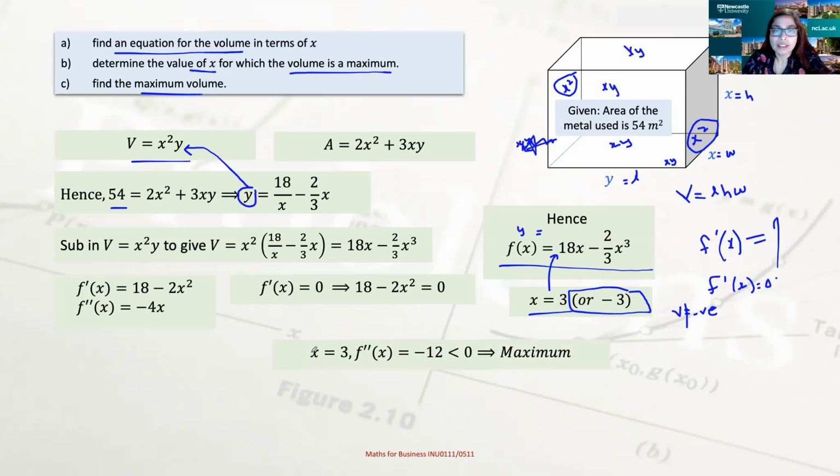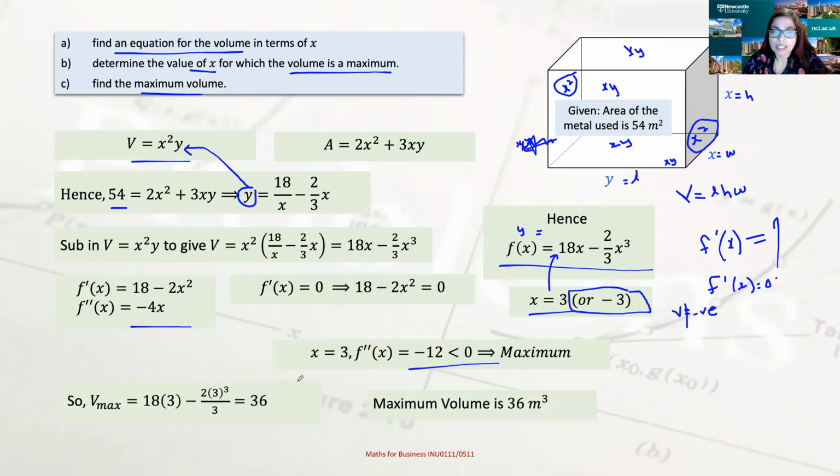And then you find the second derivative and you see that it is negative, so it's maximum. Then substitute the value, find the volume for that stationary point. So the maximum volume is 36 meter cube.